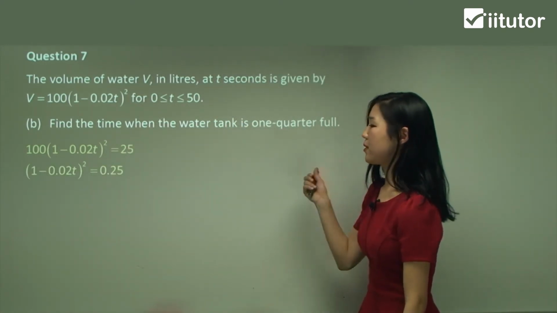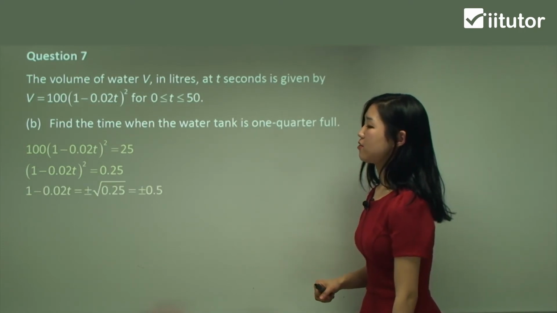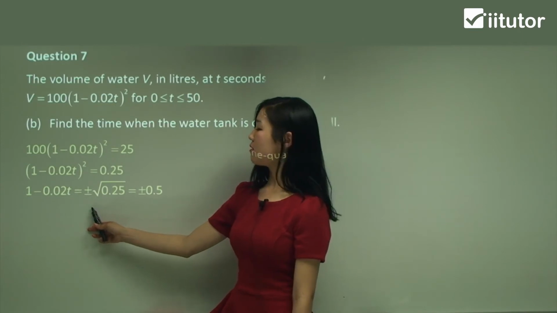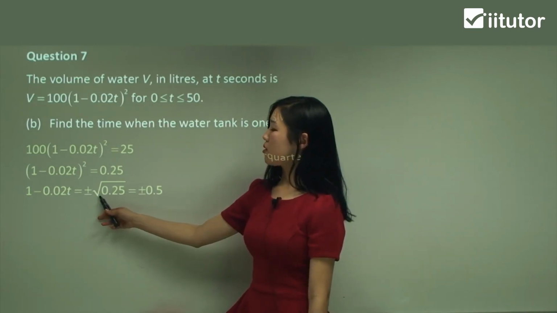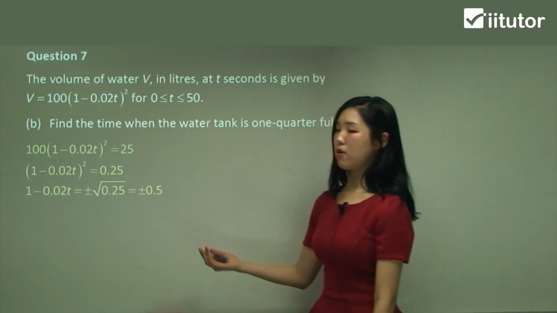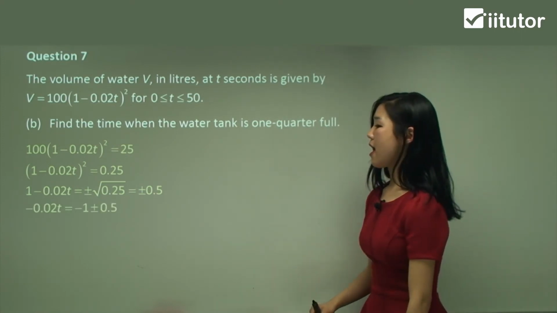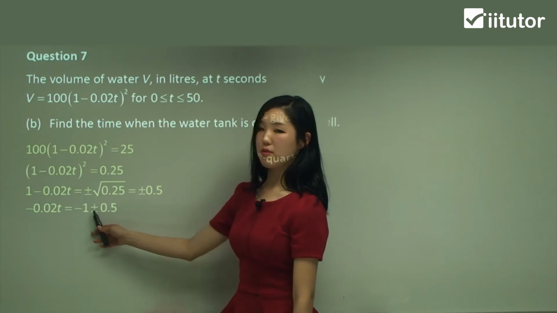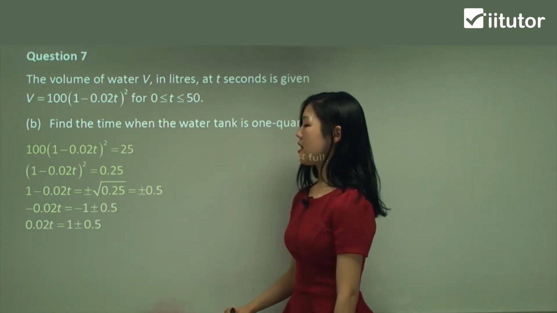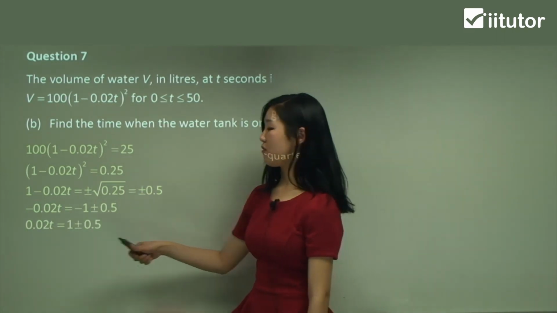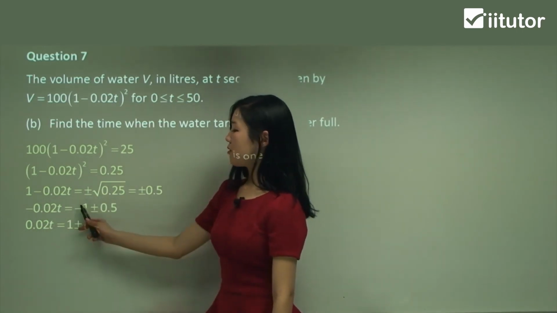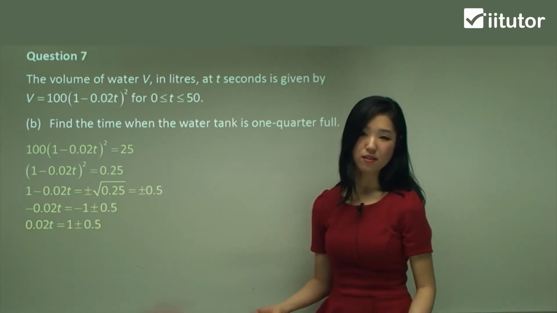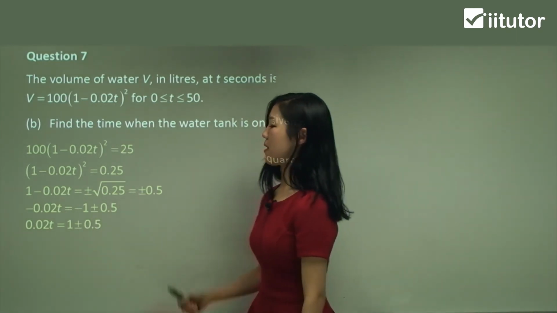So I just divide both sides by 100 and then square root both sides and make sure it's plus or minus, not just plus. And plus or minus square root of 0.25 is plus or minus 0.5. And I'm going to move the 1 over, so I have something like this. I won't simplify, I'll just leave it like this. And then divide both sides by negative, because I don't want that negative out the front. So this will become positive, and plus or minus times negative is still plus or minus, right? So that's why that plus or minus remains.